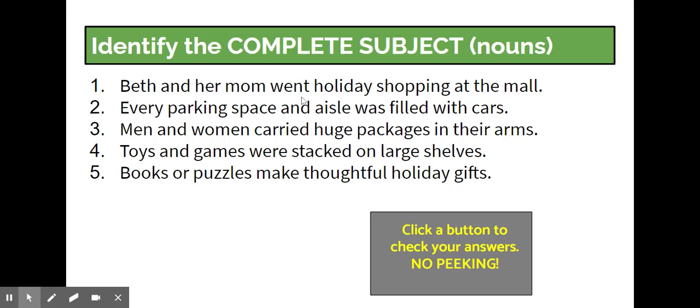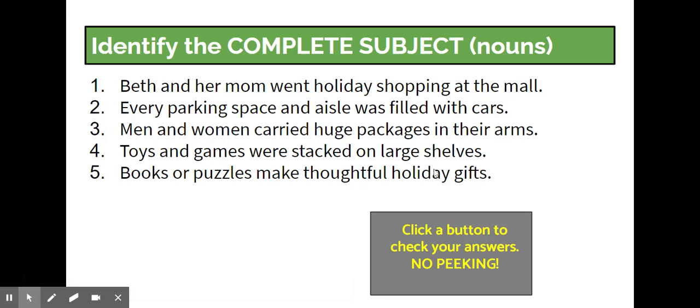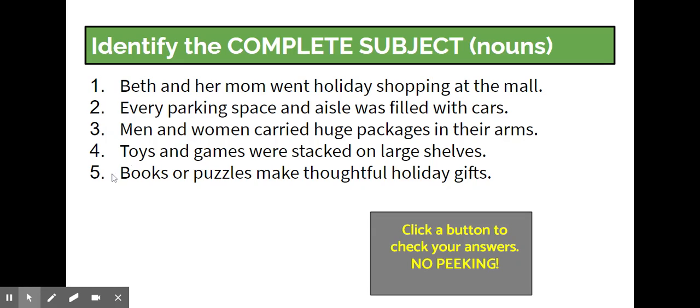So let's take a look. I'll read them to you. I'll then pause the video for you to answer, and then we'll talk about the answers together. Number 1, Beth and her mom went holiday shopping at the mall. Number 2, every parking space and aisle was filled with cars. Number 3, men and women carried huge packages in their arms.